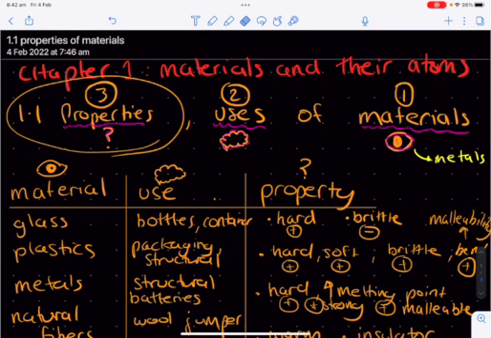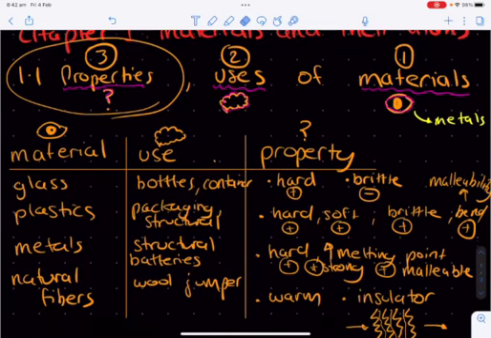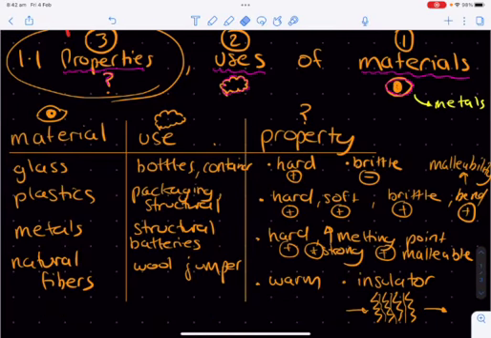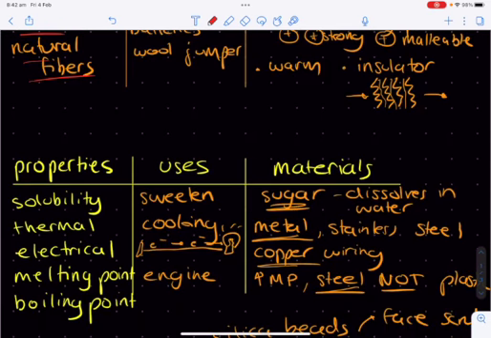So anyway, here is an overview of what we've done today. We've looked at the materials and their atoms. We've looked at materials, uses, and their properties. We've broken that down. We've gone over a few different materials: glasses, plastics, metals, natural fibers, and then we've gone the reverse way around and had a brief overview of solubility, thermal properties, electrical properties, melting point, and boiling point.